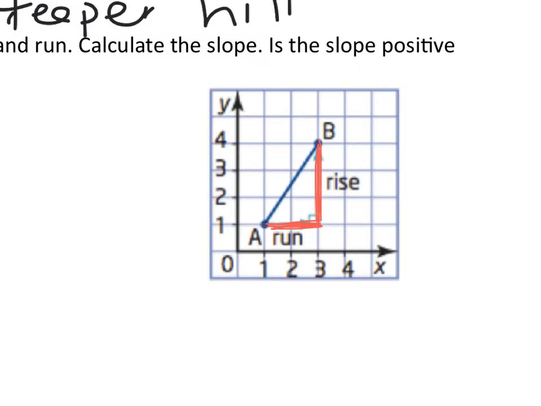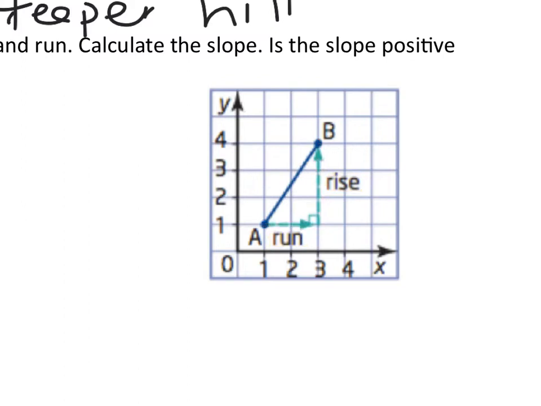Okay, so again, like we mentioned, your rise is always going to be running in a vertical direction. So that means that my rise would be located here on the far right. And the run is always running in a horizontal direction. So the run is going to be at the bottom of your triangle.